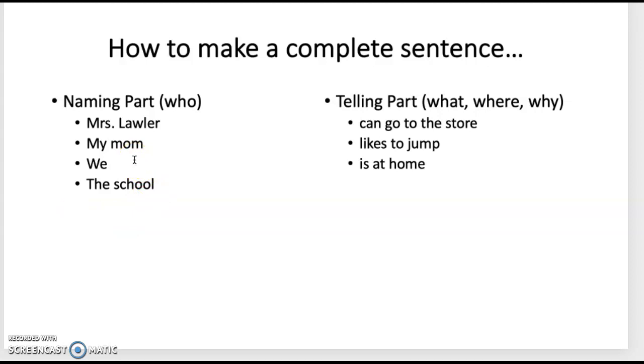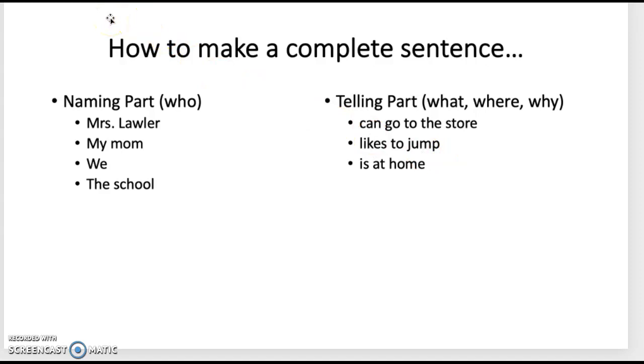Okay? And then there's also a telling part. The telling part tells us what's happening or where it is happening or why it is happening. Okay? These parts are like can go to the store, likes to jump, is at home. Okay? So then when we smush the naming part and the telling part together, we get a whole sentence. So if I did my mom is at home, then we have a complete sentence.